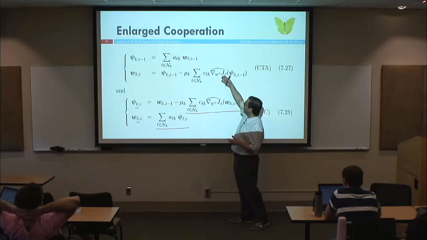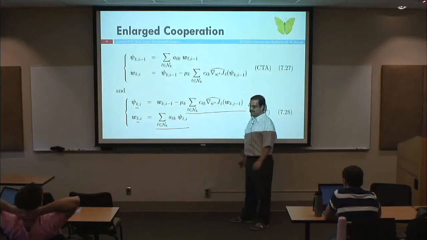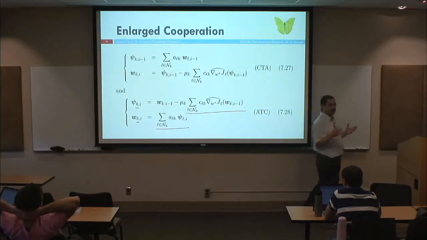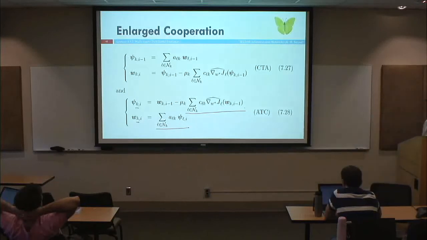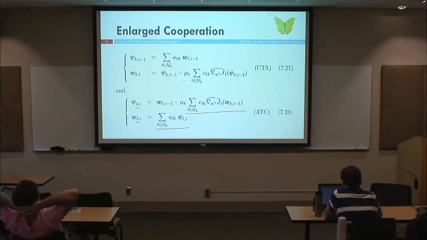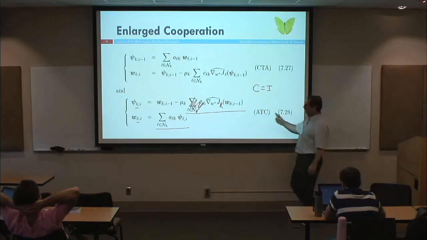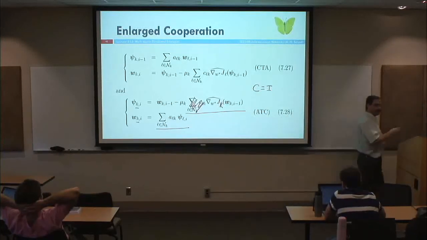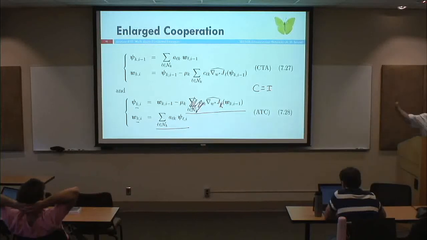You have the CTA version and the ATC version, and then you can study the performance of these algorithms. Now, we are not going to study this. In one of the references I gave you, this is studied in some great detail. It's enough for us to focus on the case where this matrix C is the identity, so I only need one of these. In some of the homework problems, you will be asked to study this case.